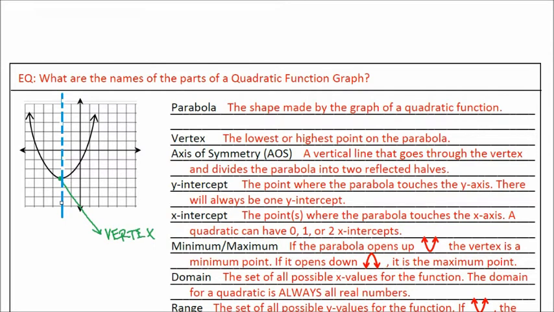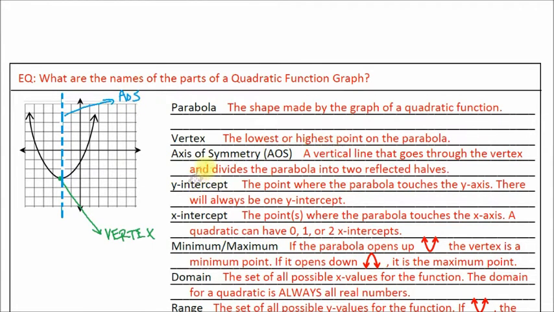So there we go. There is an example of an axis of symmetry. It goes through the vertex. And let's go ahead and label that. We'll still keep that as light blue. And I'm going to label that up here. That is our axis of symmetry.